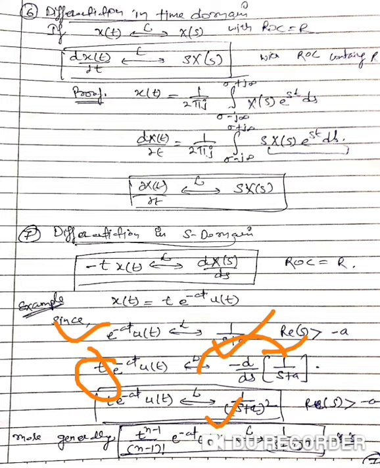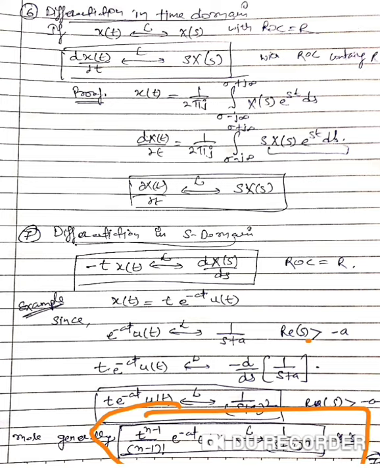More generally, if we have higher differentials, it can be written as t raised to power n minus 1 upon (n minus 1) factorial into e raised to power minus at u(t). Its Laplace transform will come out to be 1 upon (s plus a) raised to power n. For higher differentials, this can be used.